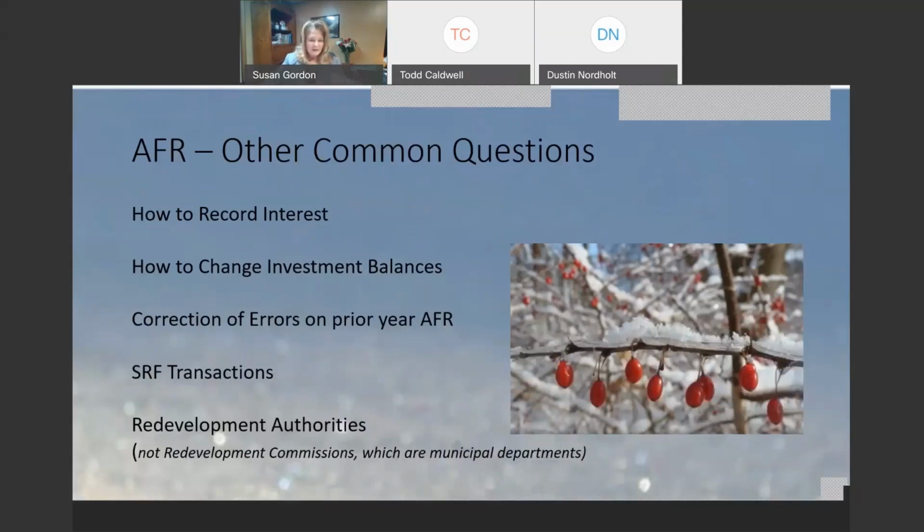Okay, and on the AFR, we just have some other common questions that we would like to at least address here for the moment. And those are just how to record your interest, how to change your investment balances, correction of errors on a prior AFR, what to do with your SRF transactions, and how to handle redevelopment authorities. Not redevelopment commissions, but redevelopment authorities.